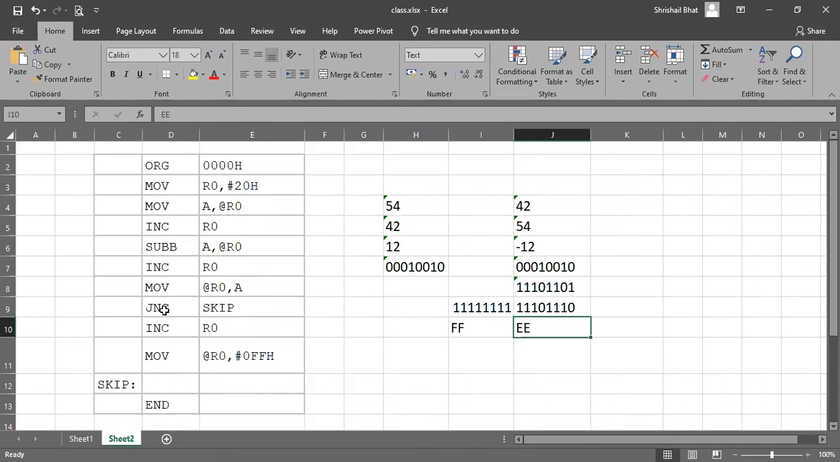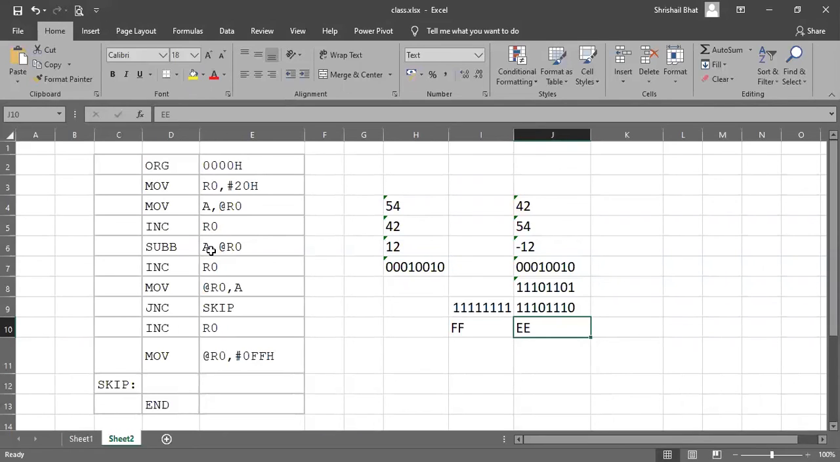Here what we are doing is subtracting two numbers. One is at 20H, the other one is at 21H, right? Whichever is there in 20H, we copied into A. Whichever was there in 21H, we are subtracting it, right? We are incrementing R0. Now R0, this operand will be having the contents at 21H. We are using the subtraction instruction, so A minus that thing. A will have the contents at 20H and this will have the contents of 21H. We are performing that subtraction and the result will be stored in A. Now the result is in A, right?